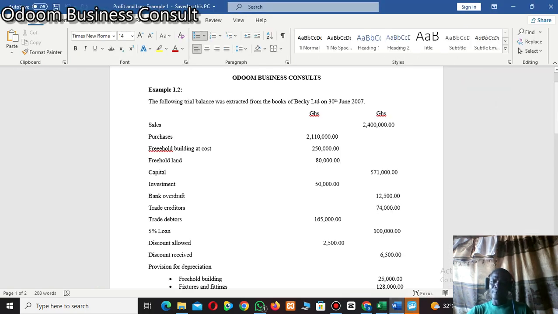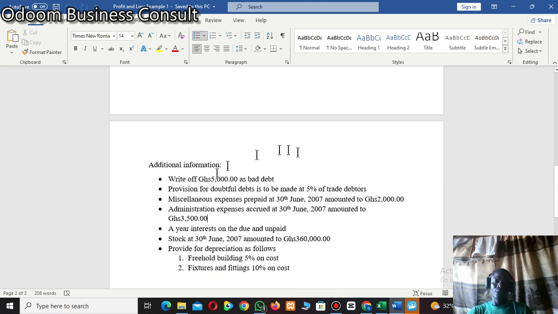The other time we treated items 1 and 2 on the additional information, so what is left is items 3, 4, 5. Today we are going to consider the third item on the list, which has to do with miscellaneous expenses prepaid at 30th June 2007.